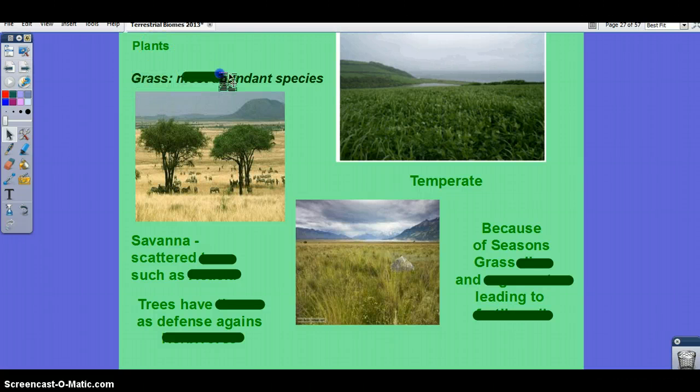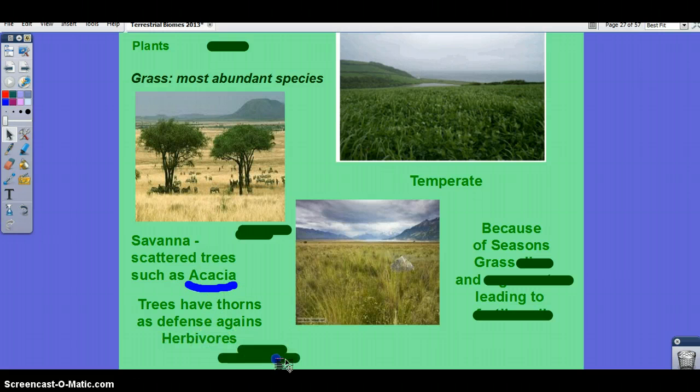Plants are obviously the most abundant species; grass is the most abundant species in a grassland. In terms of plants, that is extreme characteristics. The grass, however, is very, very different, and this allows for a variety of niches in the grassland. There are going to be some scattered trees, and you want to reference this tree as a tree that you see in a grassland biome. The trees are going to have characteristics to defend themselves against herbivores, because herbivores are the primary consumers, and since it's primarily grass, there's a lot of them.